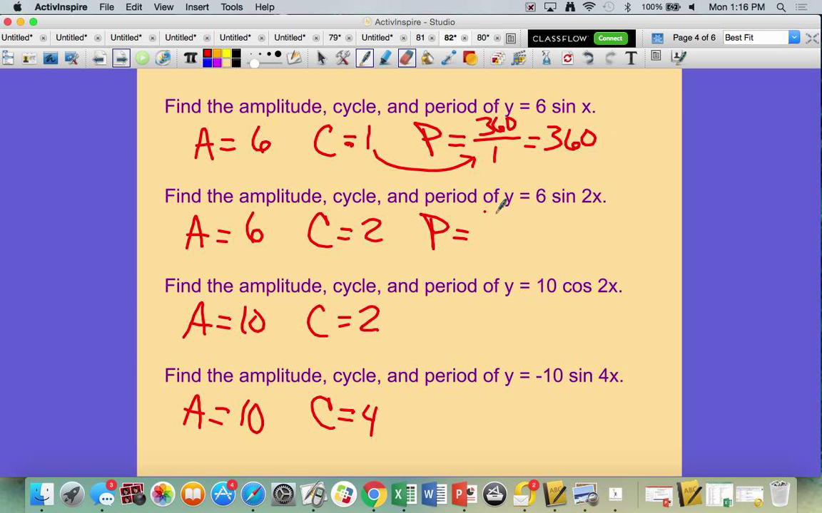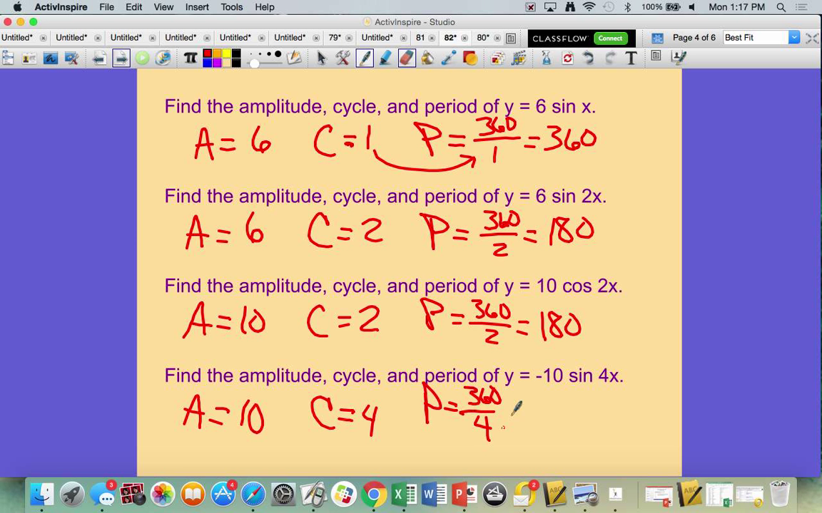Period here, 360 divided by 2 gives us 180. Period here, 360 divided by 2 gives you 180. And down at the bottom, 360 divided by 4 gives us 90.